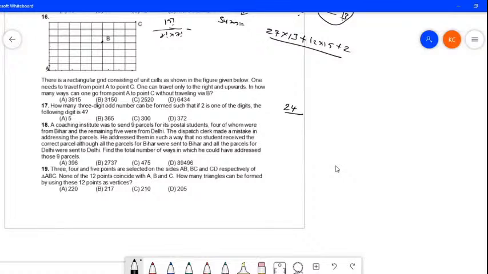Question number 18. Coaching institute was to send 9 parcels to postal students, 4 of whom were from Bihar, remaining 5 were from Delhi. Dispatch clerk made a mistake in addressing the parcel. He addressed them in such a way that no student received the parcel, though all the parcels of Bihar went to Bihar, all the parcels of Delhi went to Delhi. Find the total number of ways in which he could have addressed those 9 parcels. So this is something which we call derangement.